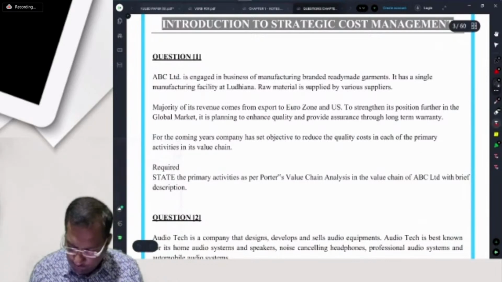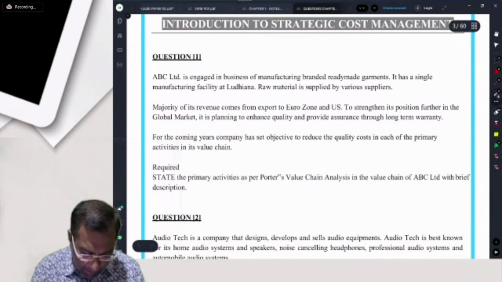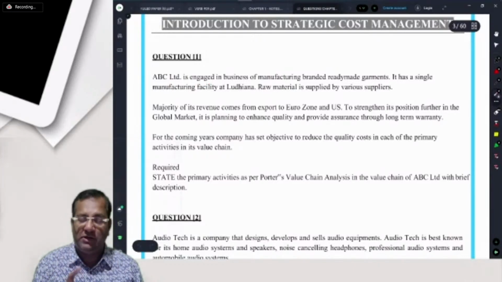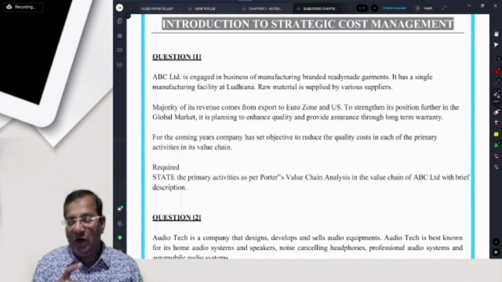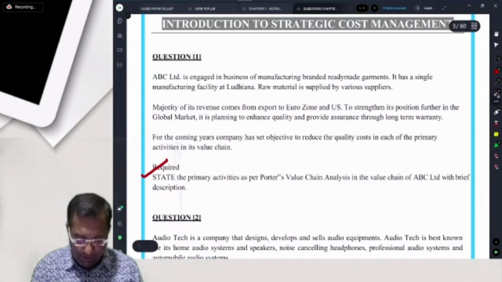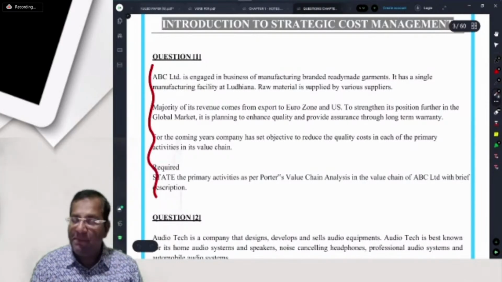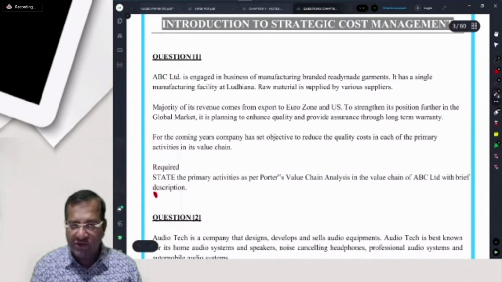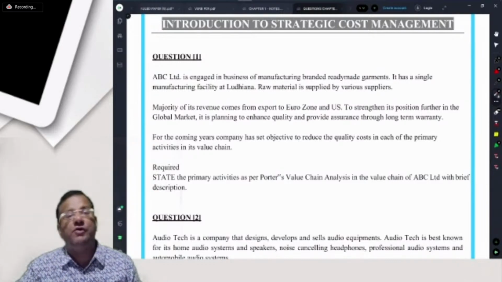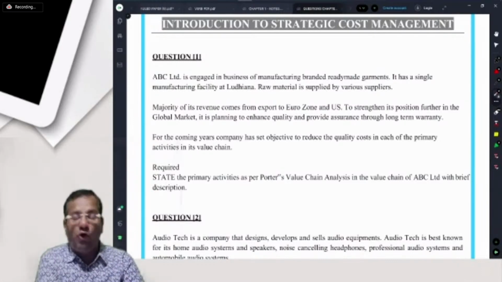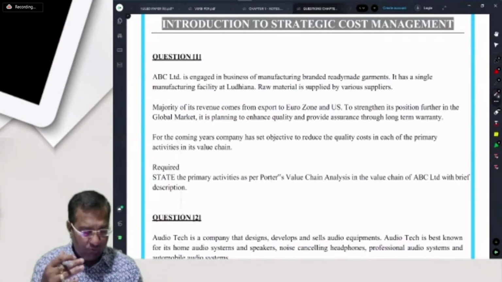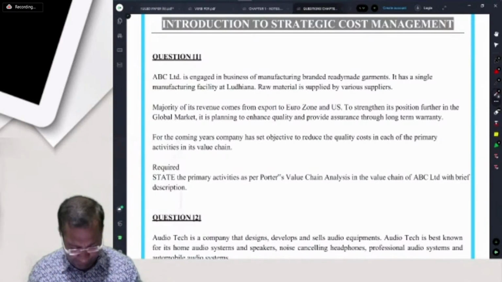Okay, beta. So question number 1, ABC Limited is engaged. I already told you, beta, the best practice would be to read out the requirement part first and then make a newspaper reading in hardly 2 or 3 minutes. And then the next reading will be the detailed reading. So let's read out the requirement part first. That will give you the basic idea of what this question demands from you.